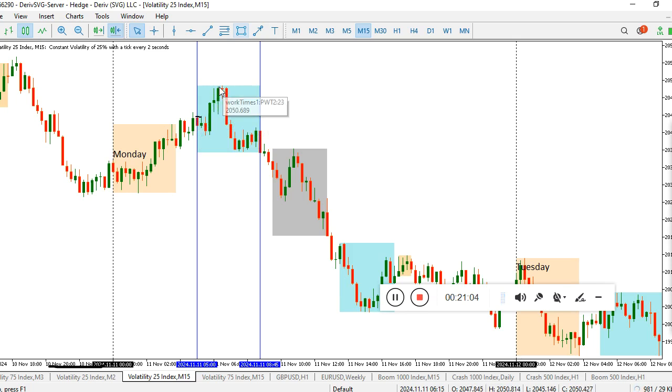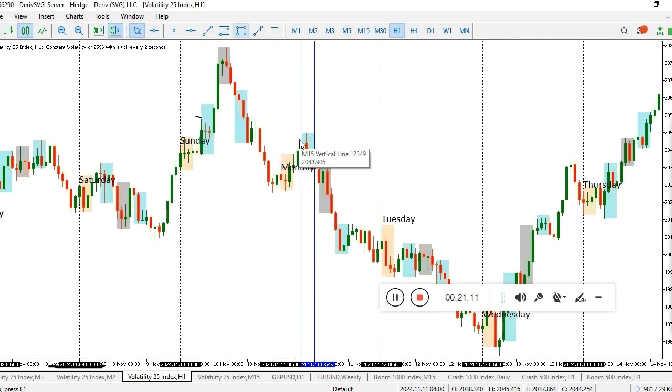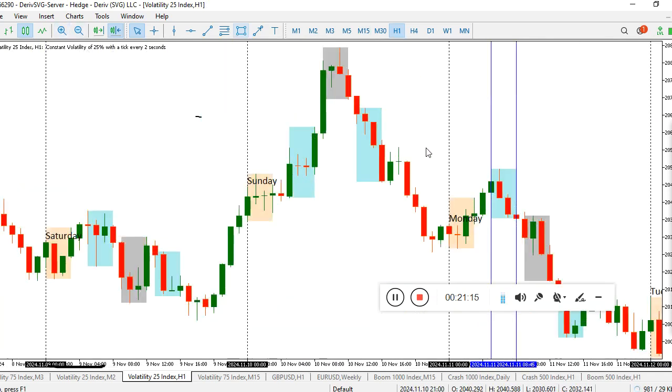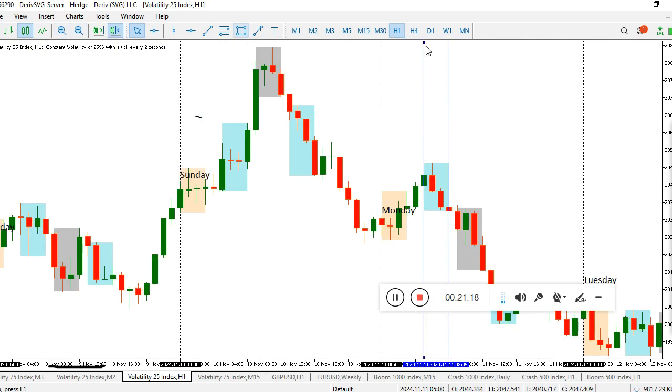Look at what happened there. They took out the liquidity here. Let's just go down to the 1-hour time frame for you to see. Okay, here we go, on the 1-hour time frame.